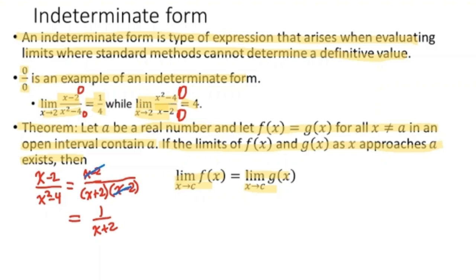That's only partially true. These two functions are only equal as long as x is not equal to 2. This is because I can't plug 2 into x minus 2 over x squared minus 4, but I can plug it into 1 over x plus 2. But around 2, these two functions are equal. So thanks to this theorem, the limit as x approaches 2 of x minus 2 over x squared minus 4 is equal to the limit as x approaches 2 of 1 over x plus 2, because these two functions are equal for any other x value other than 2.